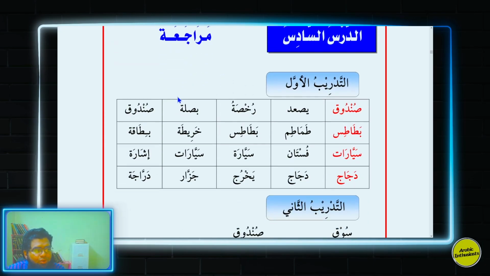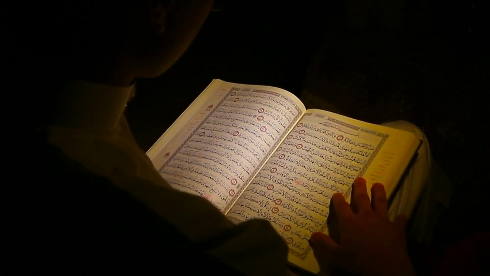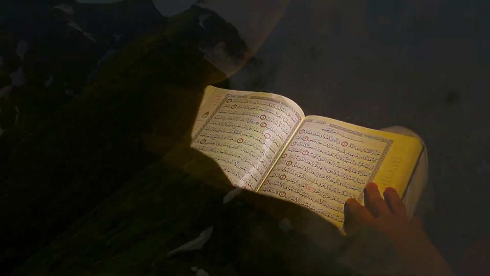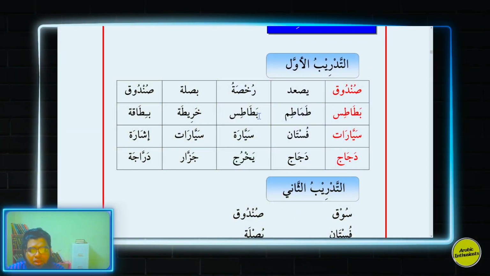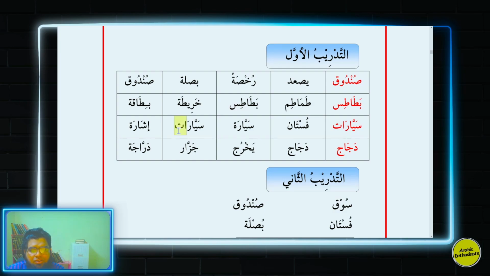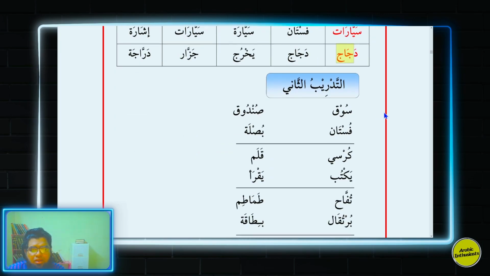Muraja'a, review. At-tadrib al-awwal. Sunduq. You just have to find the word sunduq. Box. Sunduq. Batatis, potatoes. Sayarat, cars. Dajaj, hen. At-tadrib al-thani.